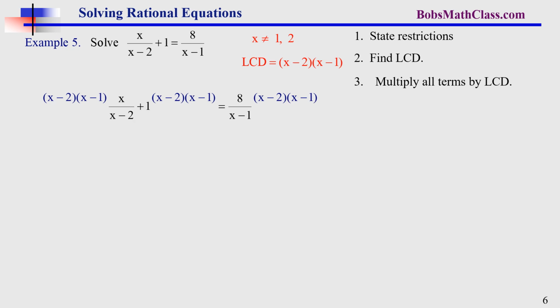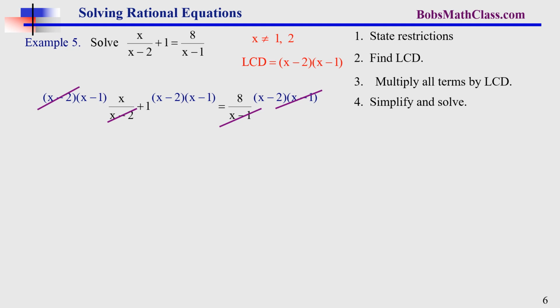Don't forget to multiply the 1 by the LCD as well. 1 is still a fraction, it's 1 over 1. Now we can do some canceling. So the x minus 2's cancel on the left, nothing cancels in the middle, and the x minus 1's cancel on the right.